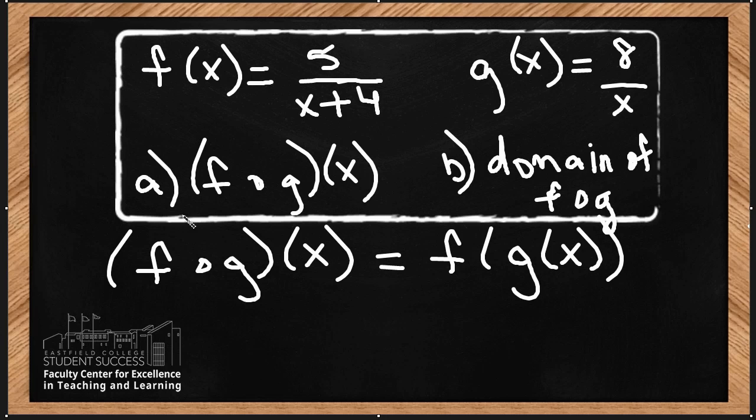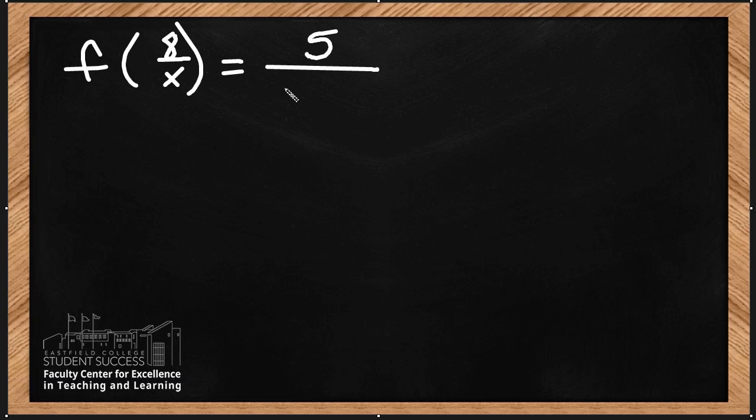Now, I'm first going to input my g of x function, which is 8 over x, into every x that I see in my f function. So f of 8 over x, I have 5 over 8 over x plus 4.